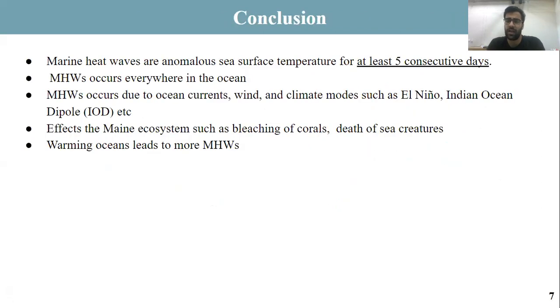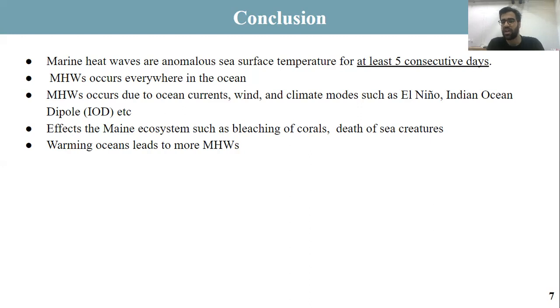So the conclusion of this topic is that marine heat waves are basically anomalous sea surface temperatures that remain for at least 5 consecutive days. They can go beyond that, but if it's less than this threshold, we don't consider it a heat wave. So marine heat waves can occur everywhere in the ocean. And recently we got news that the North and the South poles also faced heat waves last week. Then marine heat waves occur due to ocean currents, winds, and different climatological modes.